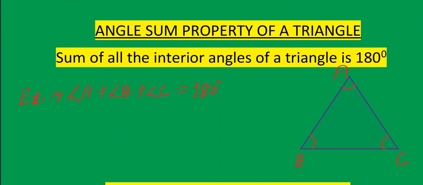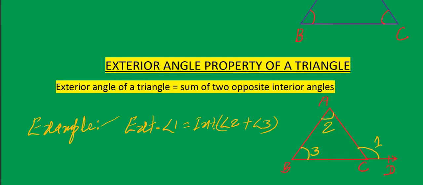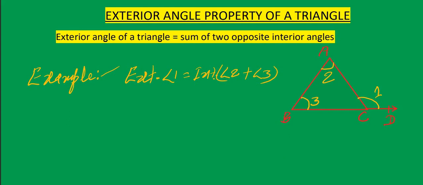Now we are going to talk about the angle sum property because it will also be used in this chapter. As we know, the sum of all the interior angles of a triangle is 180 degrees. So in triangle ABC we have three angles, angle A plus angle B plus angle C is equal to 180 degrees.